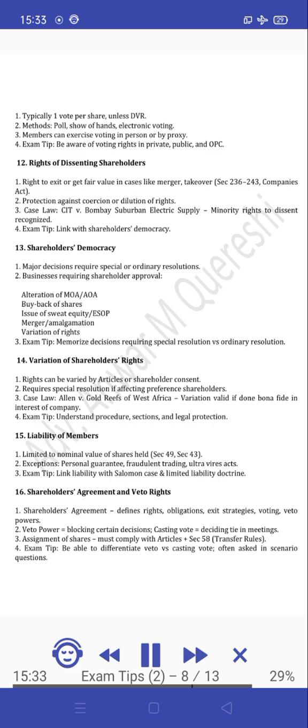15. Liability of members. 1. Limited to the nominal value of shares held, Sec 49, Sec 43. 2. Exceptions: personal guarantee, fraudulent trading, ultra vires acts. 3. Exam tip: link liability with the Solomon case and the limited liability doctrine.